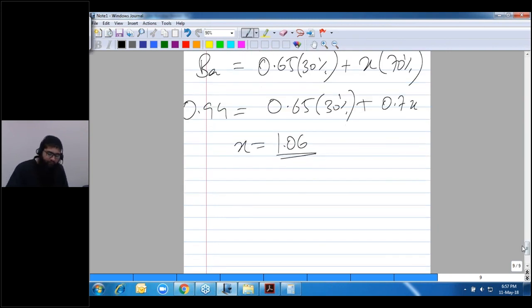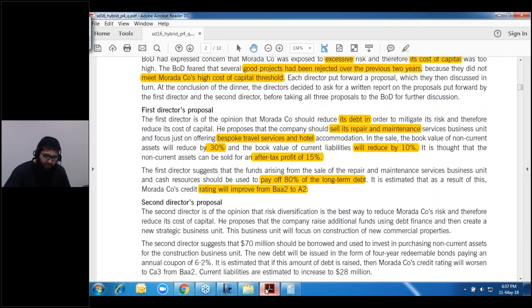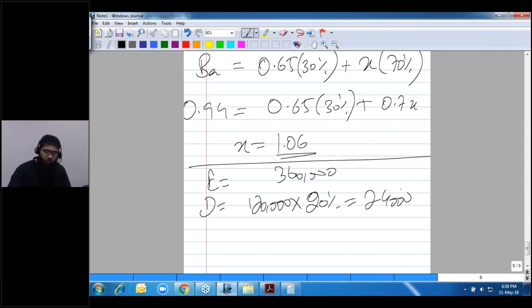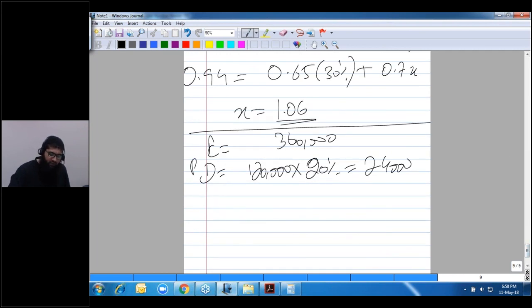Now what is exactly going to happen? The first director's proposal was that we should sell the repair and maintenance service business, and his idea was that we should pay off 80% of the long-term debt. If we pay off 80% of the long-term debt, the equity value of 360,000 will be unchanged. The debt, which is right now 120,000, will be 80% repaid, so 20%, which is 24,000, will remain. This is the par value of the debt.